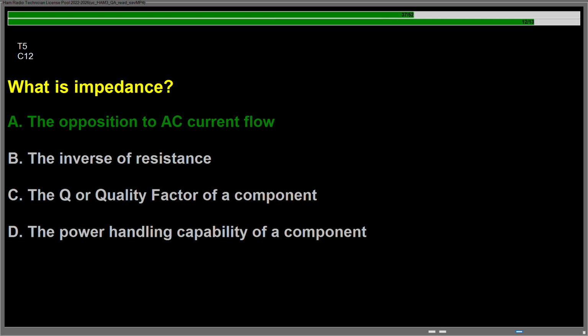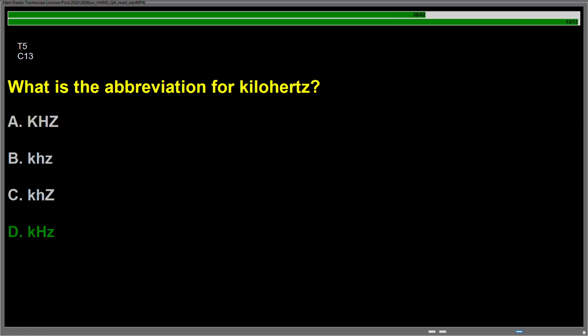Question Charlie 12, what is impedance? Answer is A. The opposition to AC current flow. Question Charlie 13, what is the abbreviation for kilohertz? Answer is D. Kilohertz.